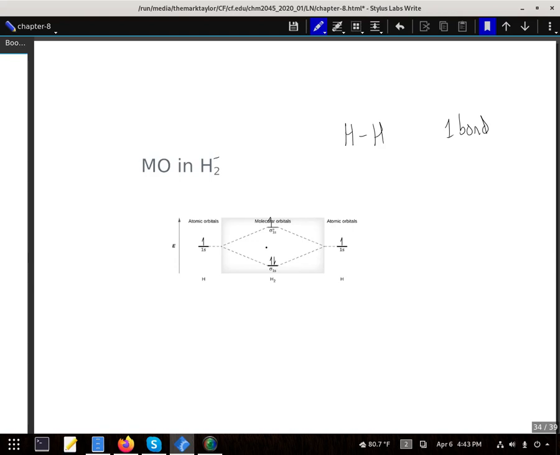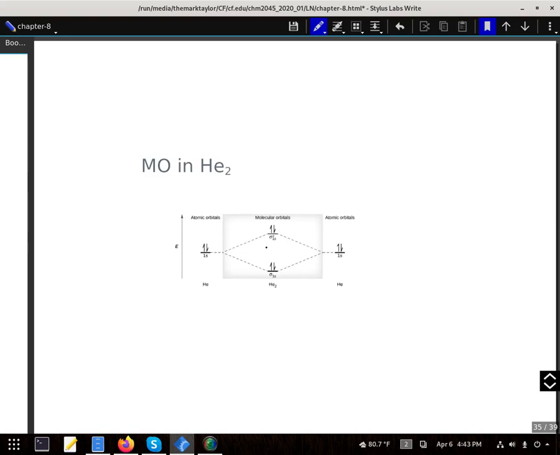Now we can even do one step further. Does this actually help us to understand why things like helium don't bond? Well, yeah, it does, because helium has 2 electrons, helium has 2 electrons, go in there. As much as this atom wants to hold it together, this one wants to rip it apart.